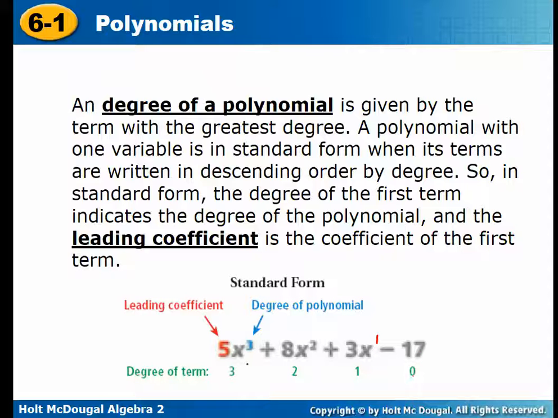So standard form is when you write these in descending order. You sometimes will be skipping. You don't always go 3, 2, 1, 0. You might go 3, 1, 0 or 3, 0. But as long as the first term is the one with the highest degree, then it's in standard form, and then decrease after that.